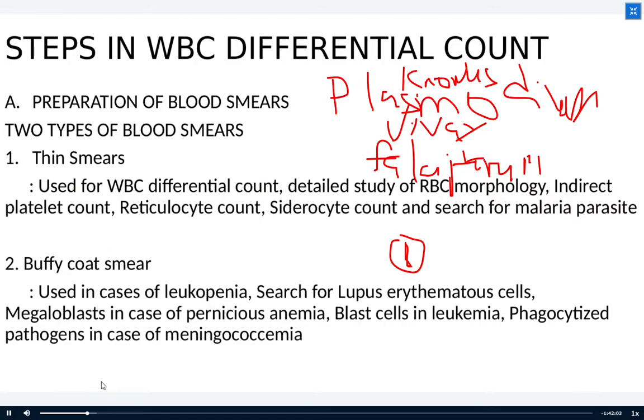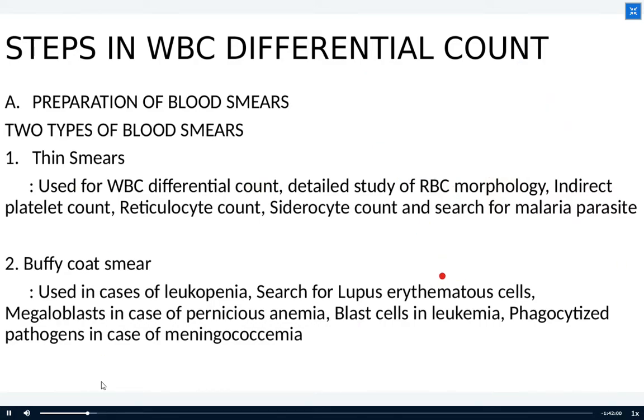Now, another one would be your buffy coat smear. Remember, your buffy coat is found in the middle. When you centrifuge the whole blood or the EDTA blood, you would have your red cell component. Then, in between, there is a thin white creamy layer known as your buffy coat. Then the liquid part is your plasma. So you'll be draining the plasma, then you would get the buffy coat. Then using the buffy coat, you're going to make a smear.